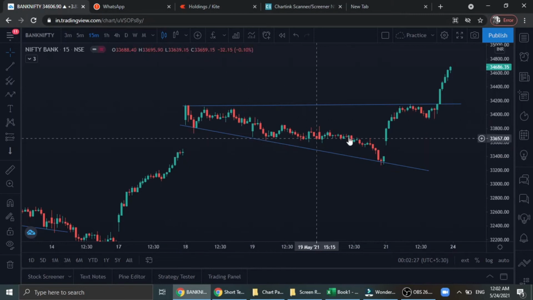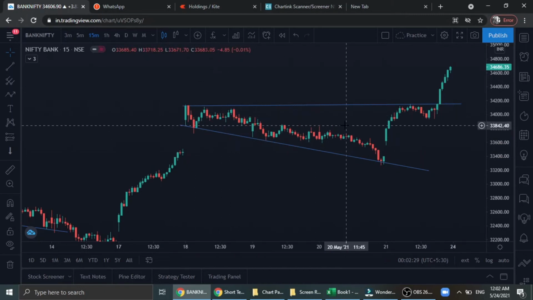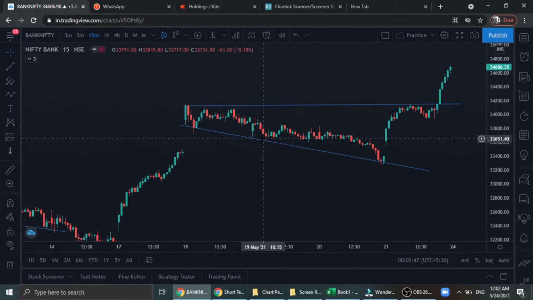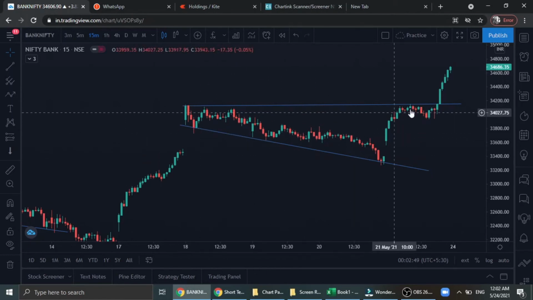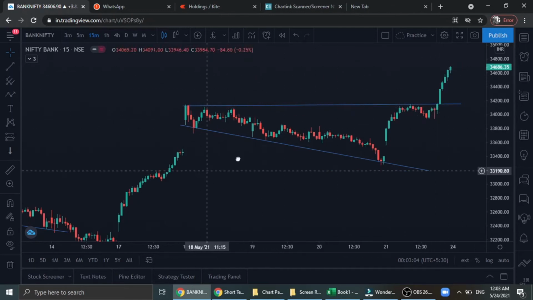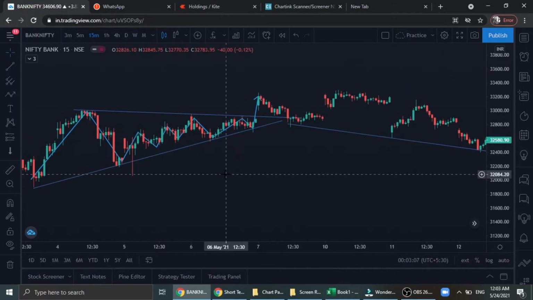So this is also a pattern. I have just connected most of the reacted points on this downside and then upside. Then it took breakout here and then one upside. So these we can call chart patterns.